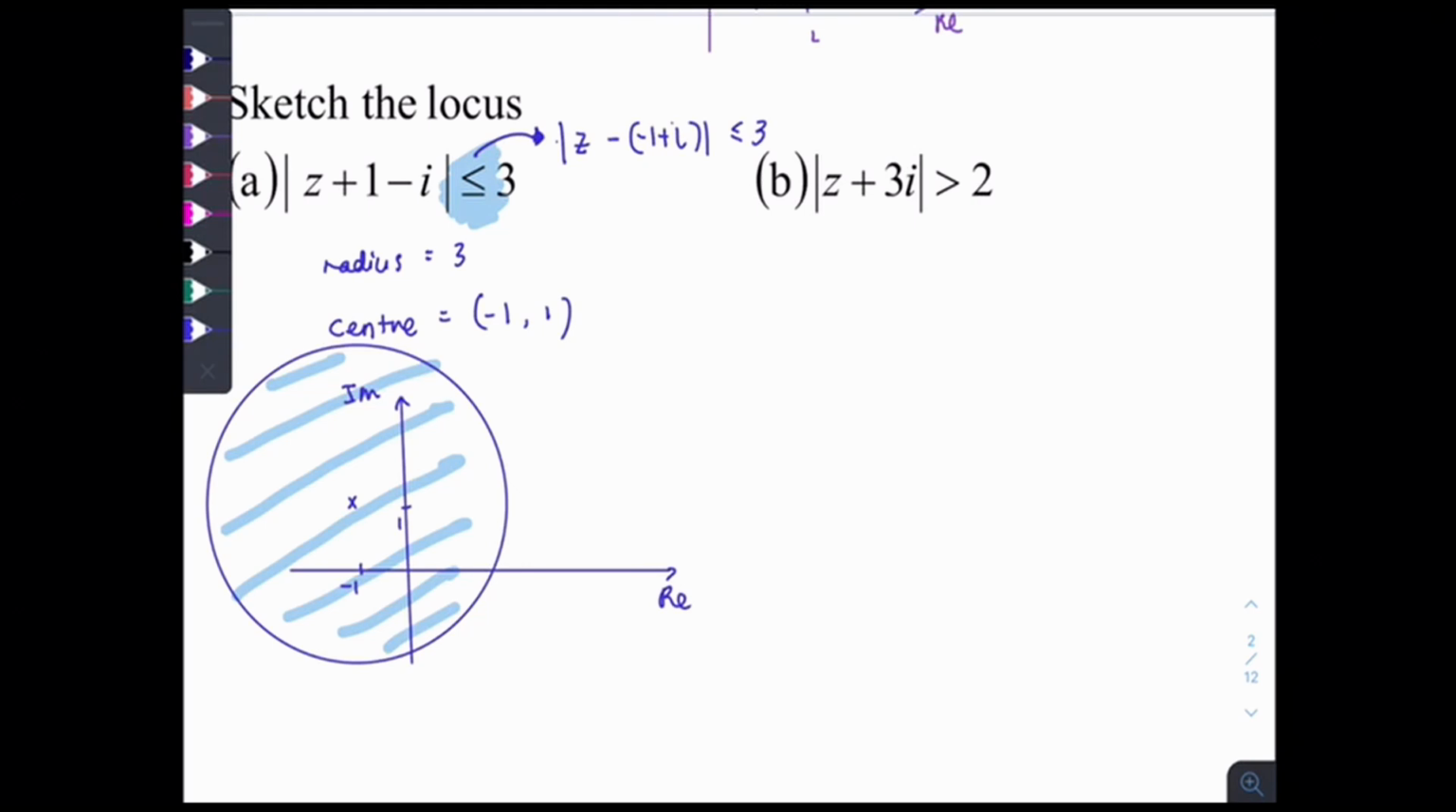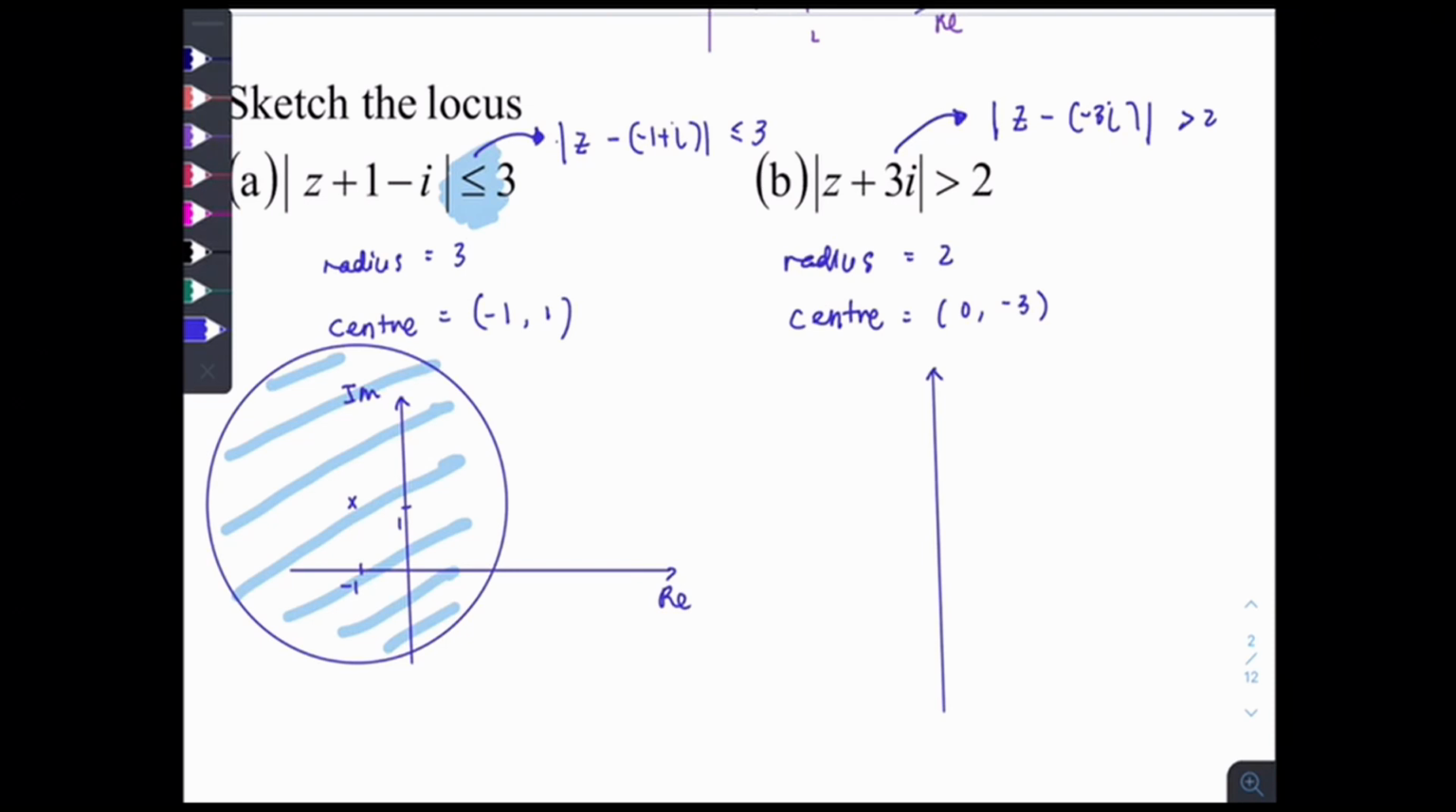Then have a look at the B. So same thing for the B, let's figure out the radius and the center first. The radius obviously is a 2 here. And the center is, okay, again, you change it, prepare a modulus, prepare a Z minus a point. So the point should be -3i. So the center is 0 and -3. So now let's sketch the circle first. 1, 2, 3, -3 over here, and then the radius is a 2.